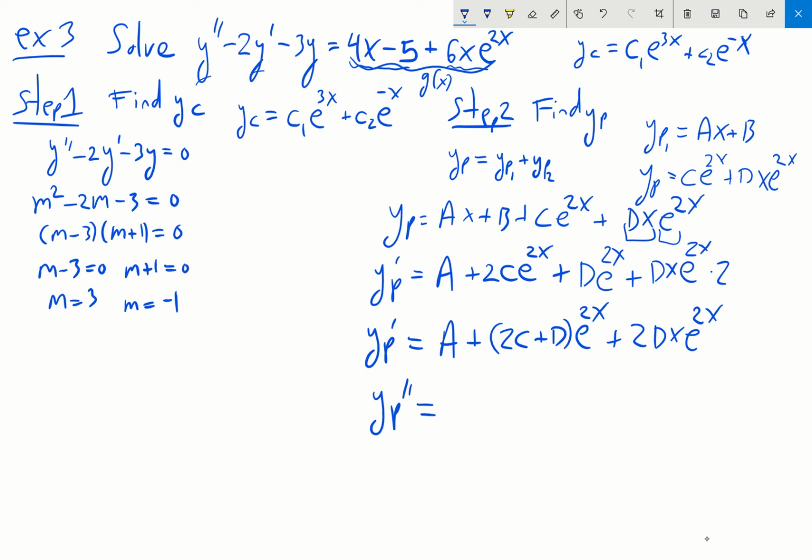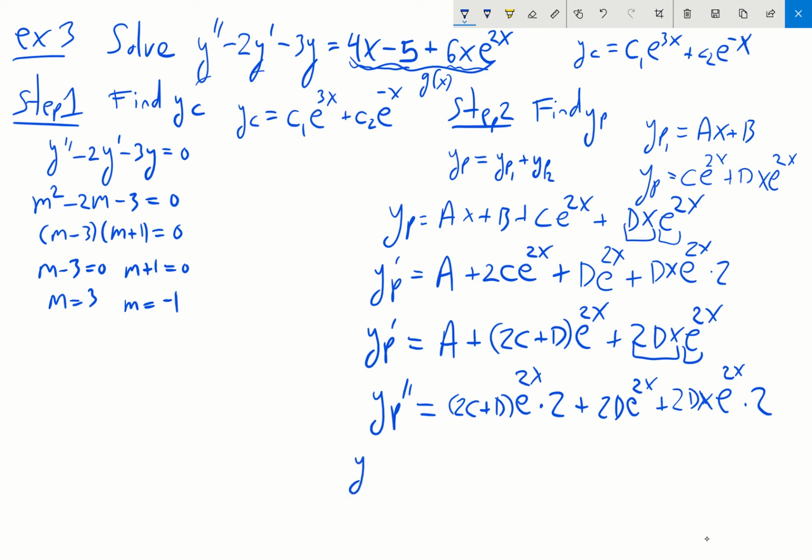to the derivative of a constant, which is 0. This is a constant times e to the 2x. You're going to get 2c plus d, leave the constant alone. The derivative of e to the 2x is e to the 2x, and then from the chain rule, times 2. Plus, and now here again we have a product rule when we differentiate this piece. The derivative of 2dx is going to be 2d. Leave the e to the 2x alone. And then plus, now we leave the 2dx alone. The derivative of e to the 2x is e to the 2x times 2.